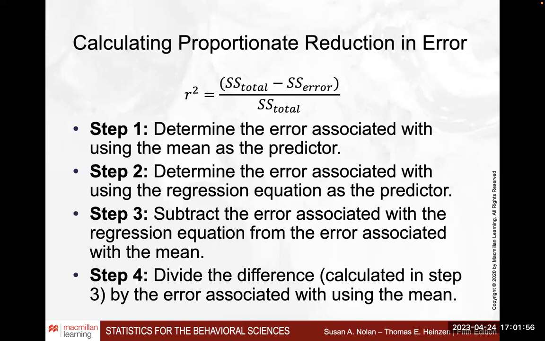And so this is the sum of square total. That's the sum of squares that we calculated in the spreadsheet, if you remember. If you subtract from that your sum of squares error, which is your leftover error after fitting that regression equation, you only get the leftover error that your regression equation wasn't able to predict.